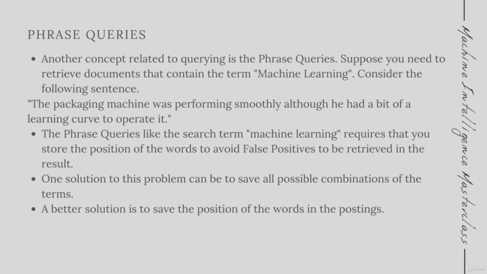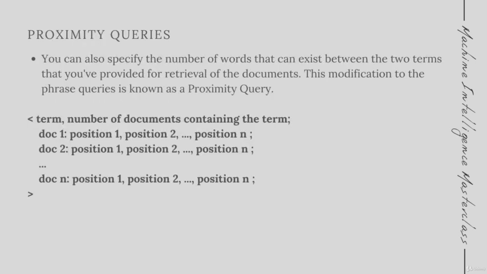One solution to this problem can be to save all possible combinations of the terms. But this solution is not scalable for a larger corpus. A better solution is to save the position of the words in the postings. You can also specify the number of words that can exist between the two terms that you've provided for retrieval of the documents. This modification to the phrase queries is known as proximity query.